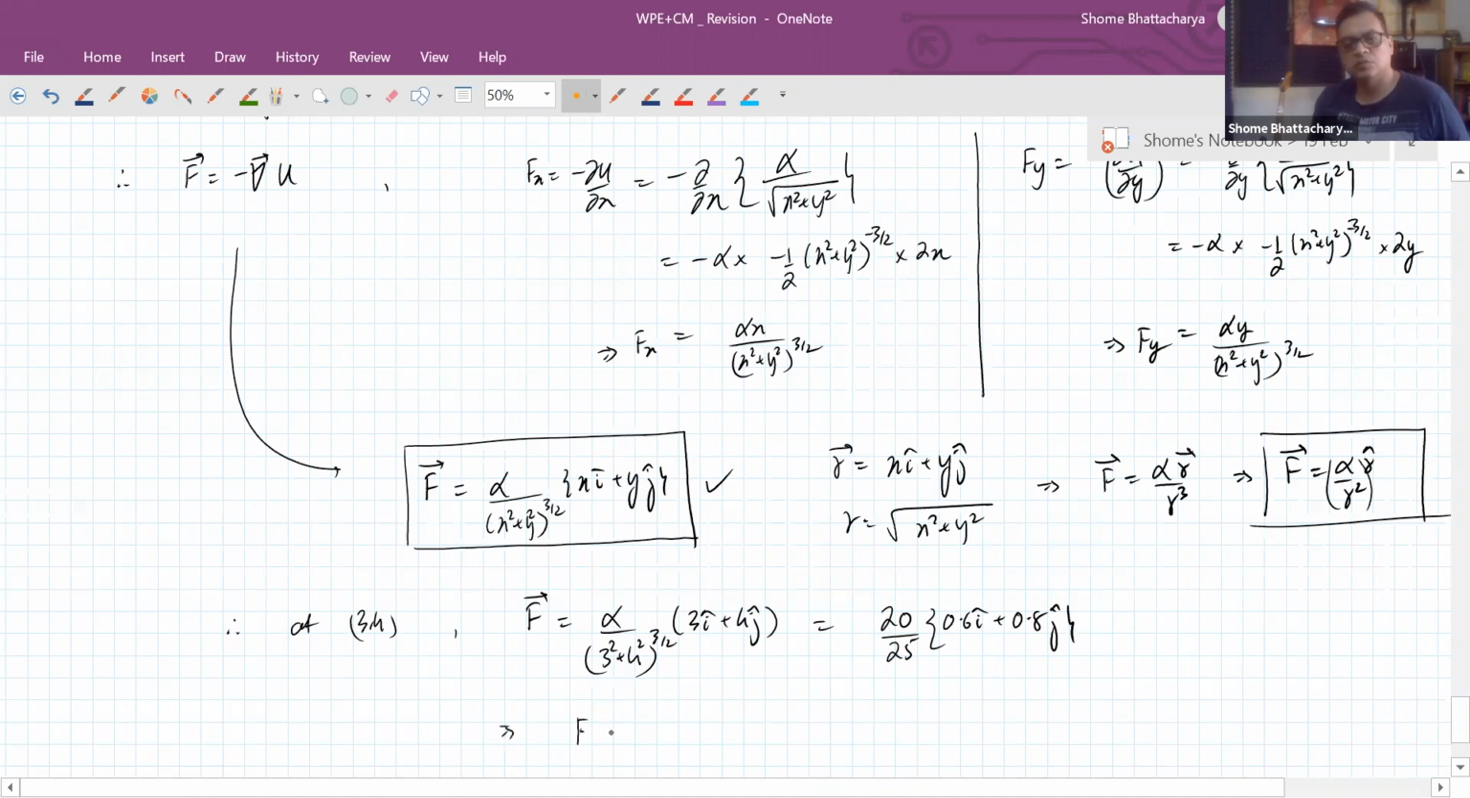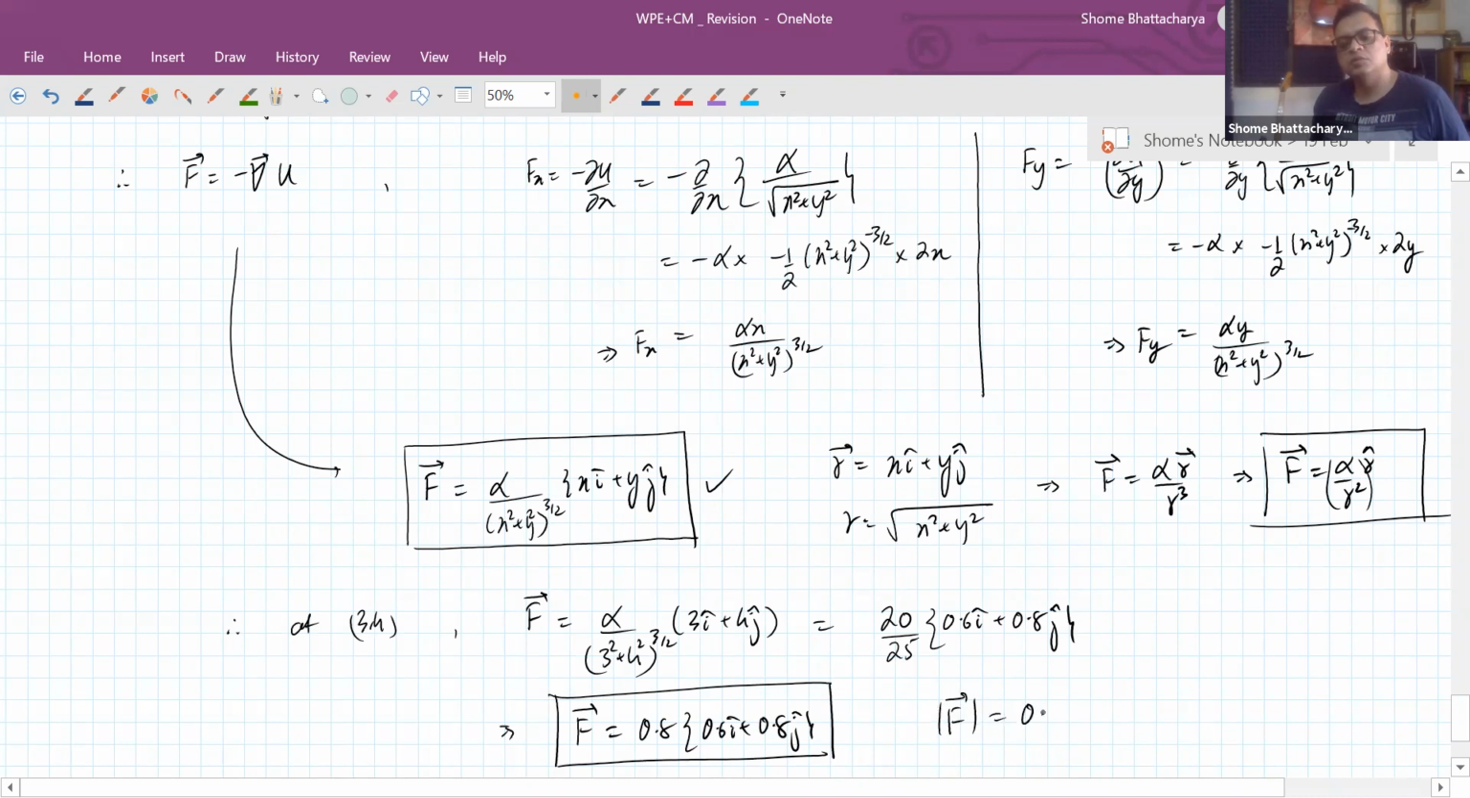So the force will become... you can see that the magnitude of the force will become 0.8 newtons, and the direction will be along the unit vector 0.6 I cap plus 0.8 J cap.